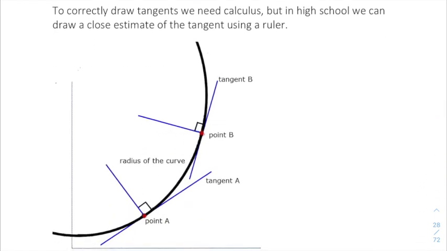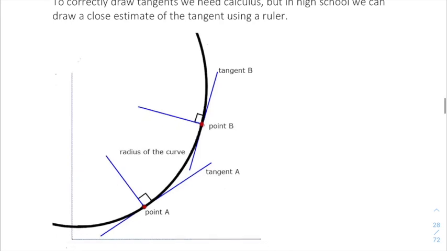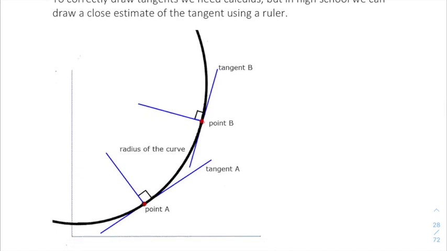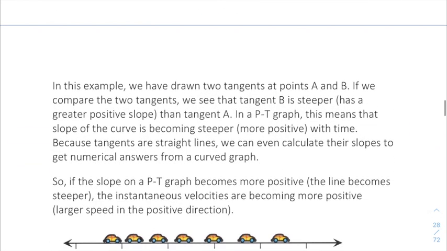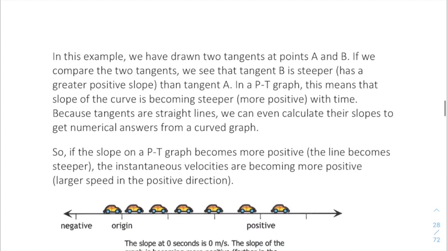So here's some more work on tangents. Here's a radius of a curve. And at the edge of that curve, you can see that they have drawn a line that passes through a single point. And using that single point, we now have a straight line. We now can draw a triangle. If you can draw a triangle, you can find a slope. So that's really the important concept there.